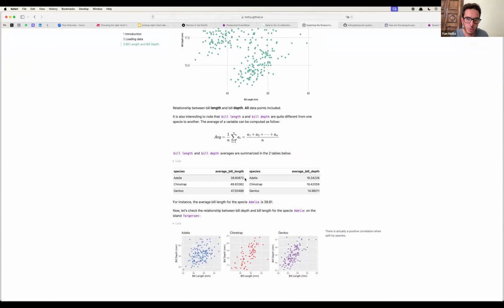Is Quarto similar to R Markdown? Yes, it's pretty much the same. It's based on R Markdown. It's just more powerful. It supports more languages. It's just the same thing, but better.